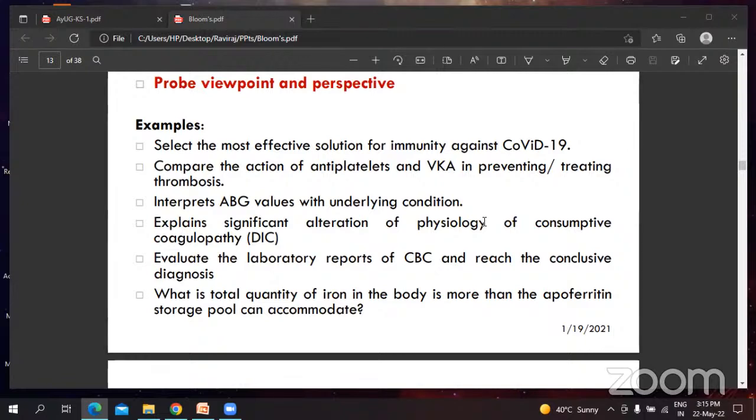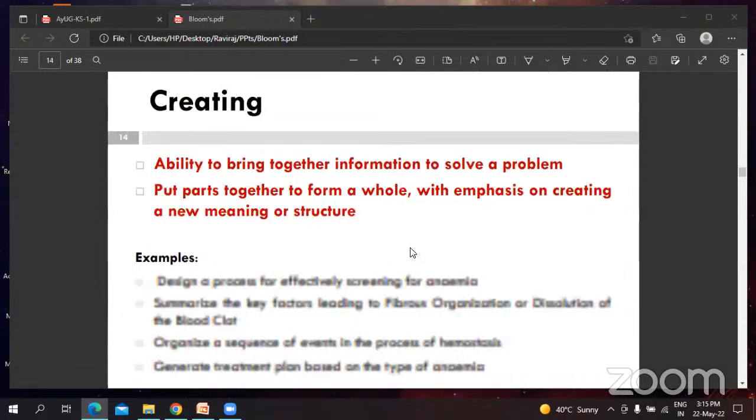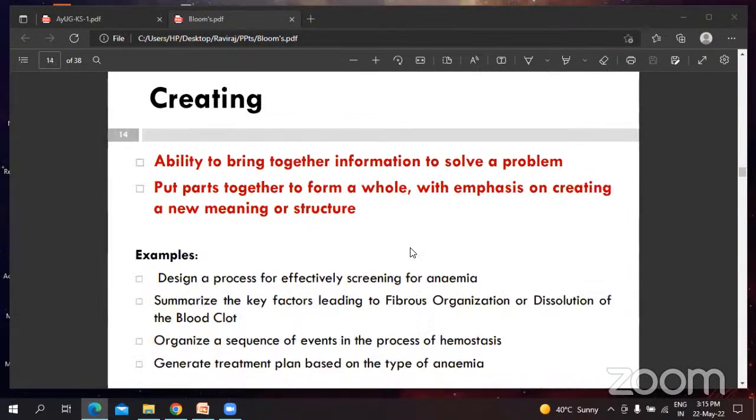So this is important. Now we will come to the last level of the cognitive domain, which is called creating. This is the highest level of thinking, or a higher order of thinking, which generates an ability in you to bring together information to solve a problem.